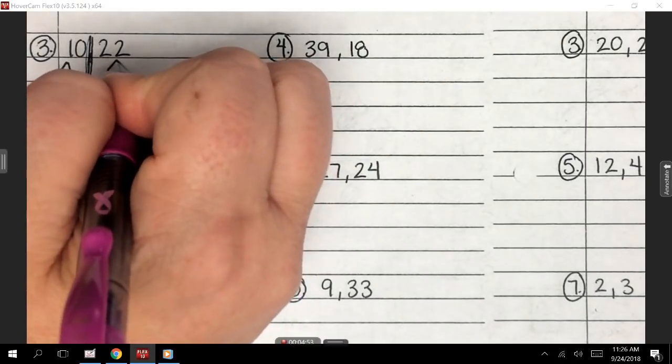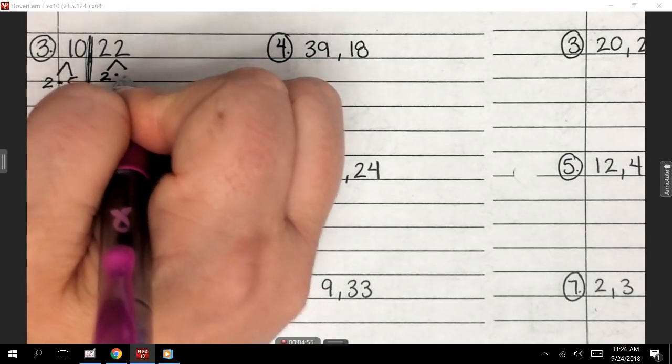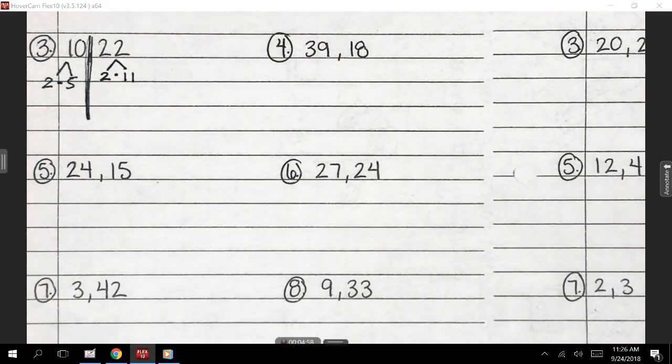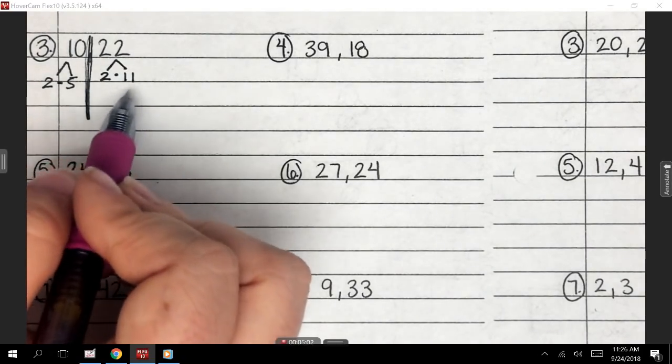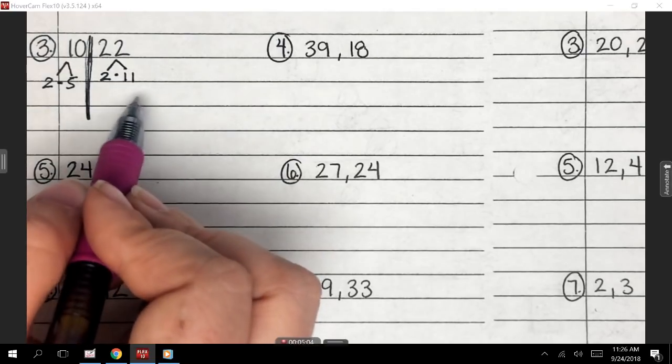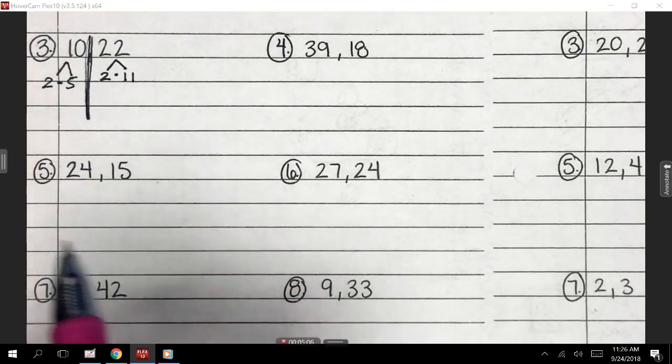All right, and then I'm going to split 22. 22 splits into 2 times 11. All right, 2 won't split anymore. 11, even though it's double digit, it is a prime number. The only thing that equals 11 is 11 times 1, so that one's done.